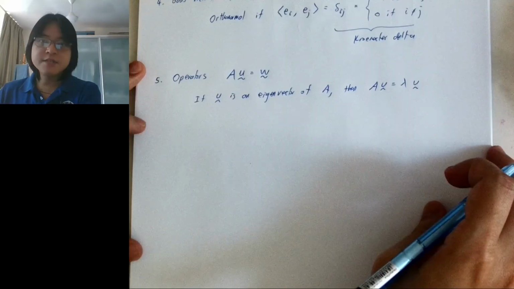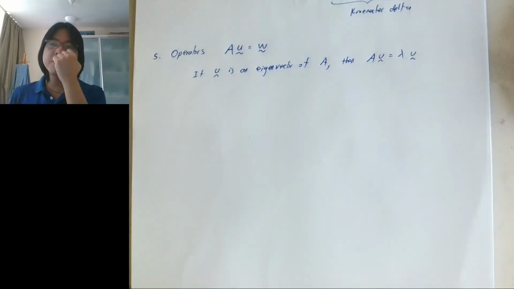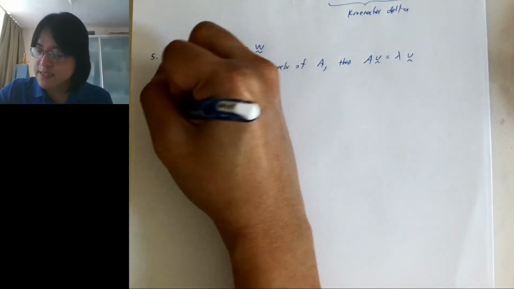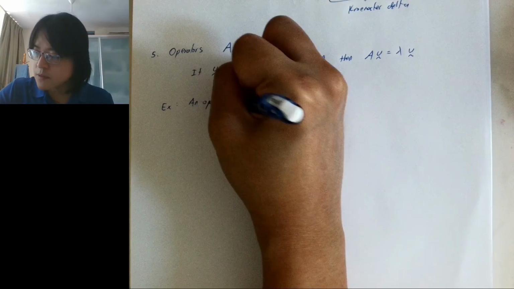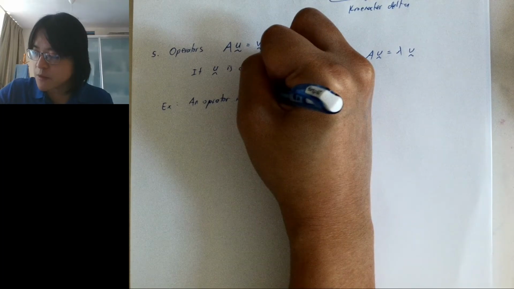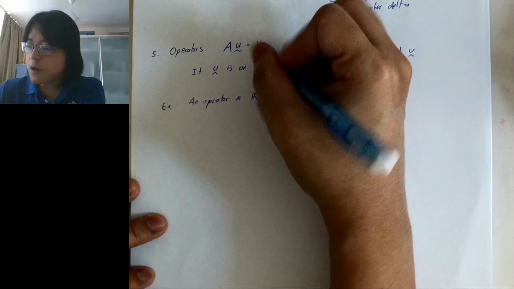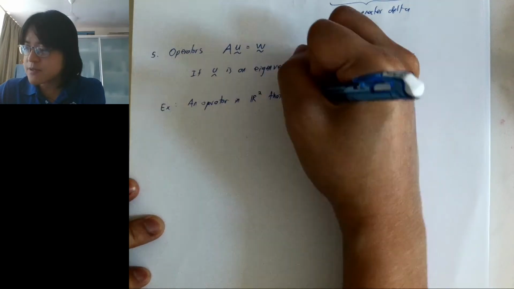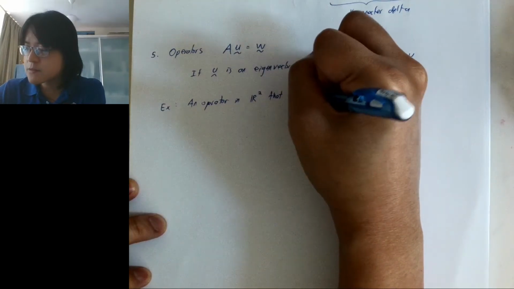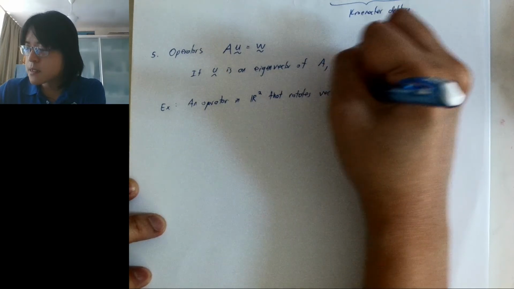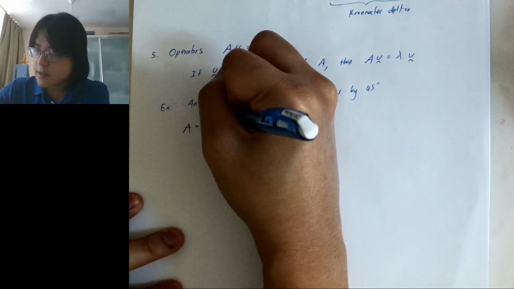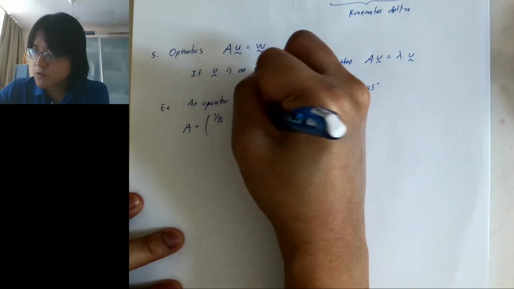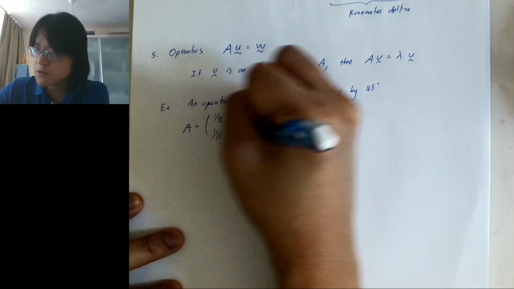Okay, so times other scalar. Just to reassure everyone that this is nothing very special, let me show you an example of an operator in R2. It's just a 2 by 2 matrix. I will give you an operator that rotates vectors by 45 degrees. This operator is given by the matrix with 1 over square root 2 in every entry.